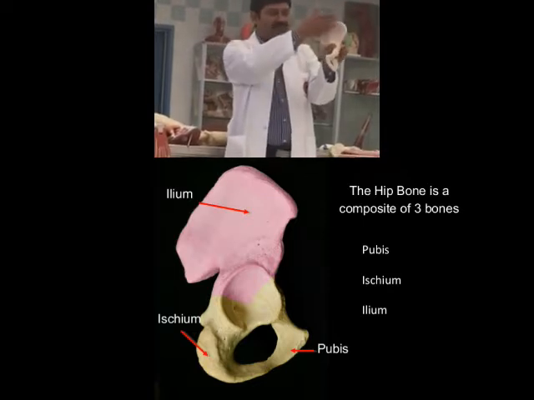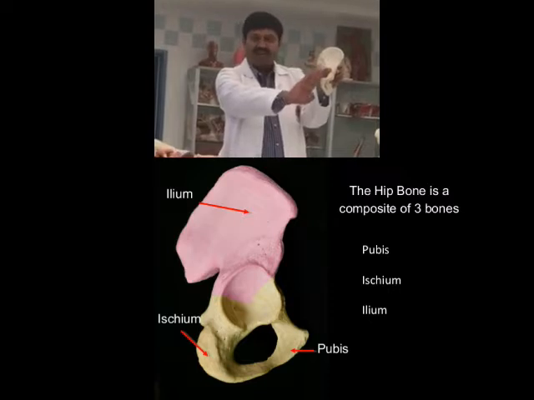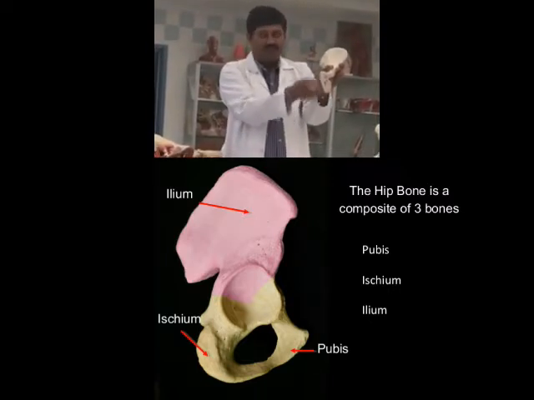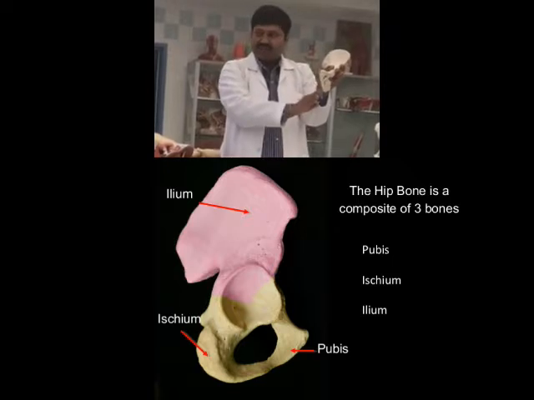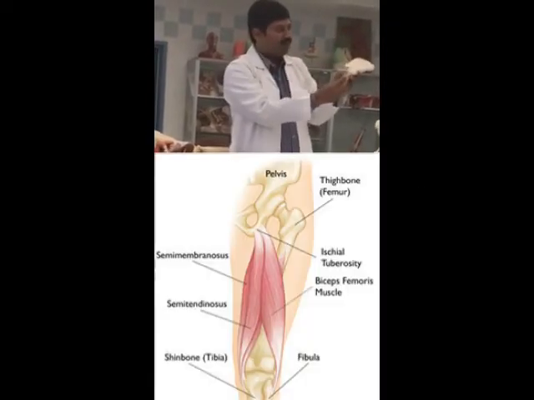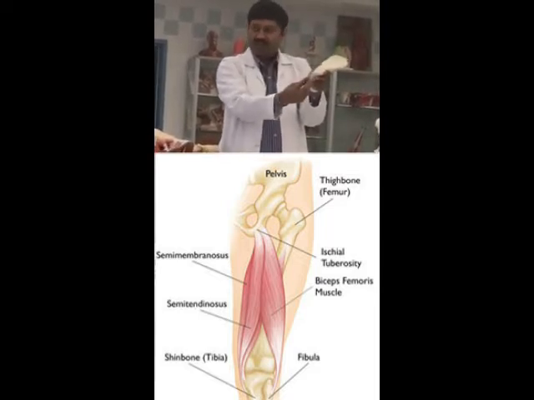Now whatever you see above it is the ilium. Whatever you see in the front is the pubis. Whatever you see at the back is the ischium. So ilium, pubis, ischium. Now for the ischium, we should know one of the very important features, that is the ischial tuberosity. This part is the ischial tuberosity.